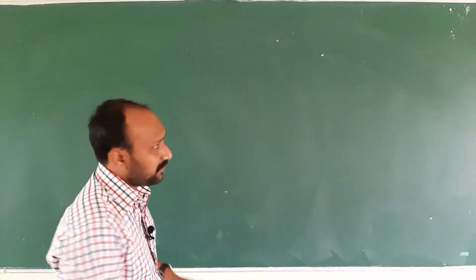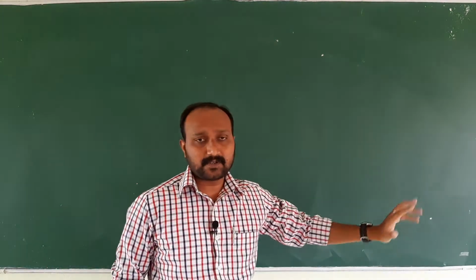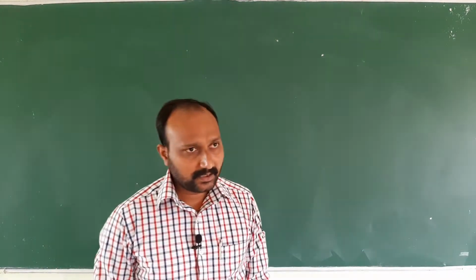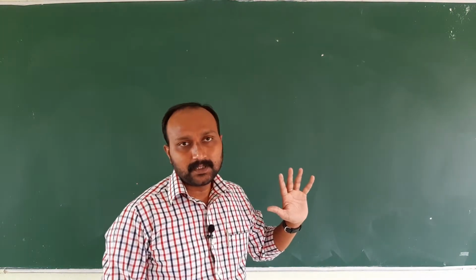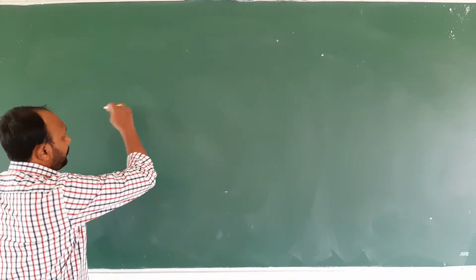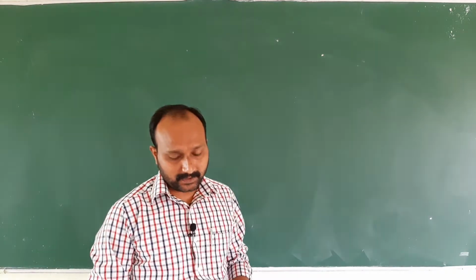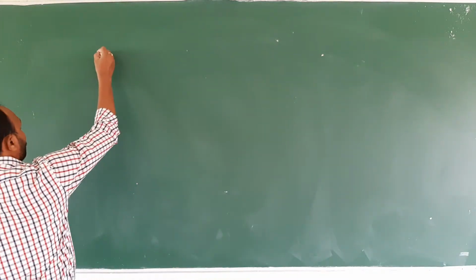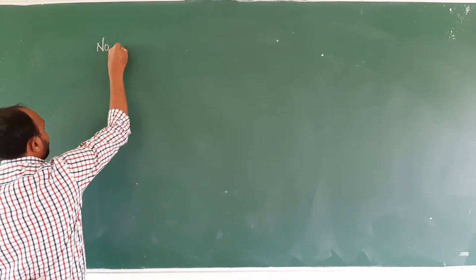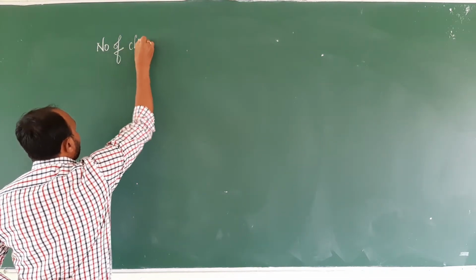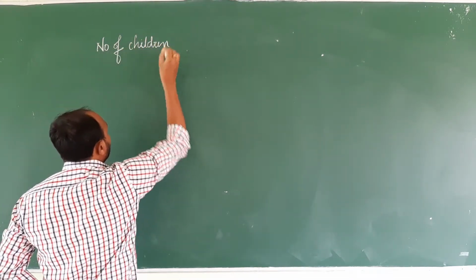So I'll be just representing them directly in terms of a frequency distribution table of a discrete nature. As I told you, there will be 3 columns. The first column indicates number of children. So number of children is the first column.